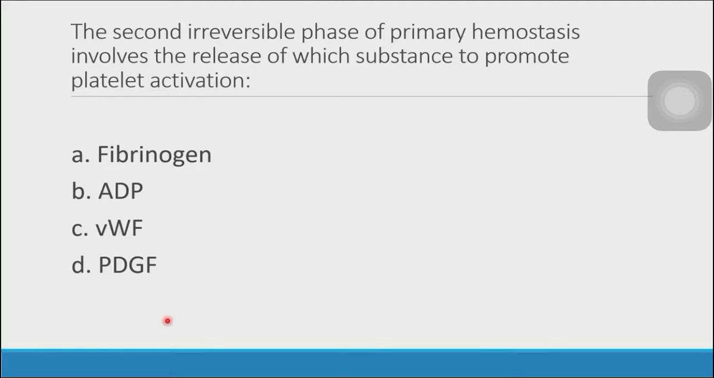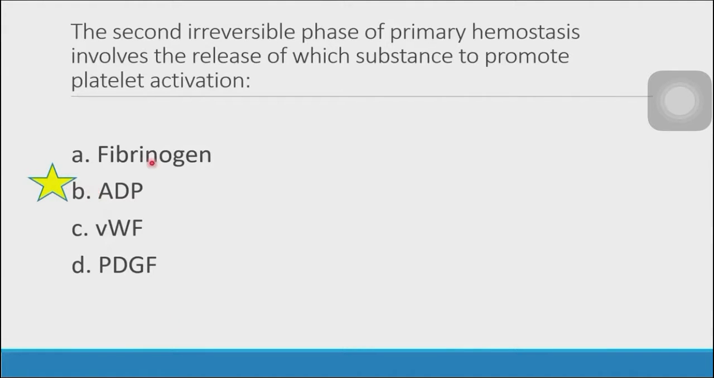So for this question, the second irreversible phase of primary hemostasis involves the release of which substance to promote platelet activation? So again, the second irreversible phase, we have yung aggregation or secretion. The potent agonist or granules being released in that phase is mainly designed for the recruitment as well as activation of platelets. Ano yung mga potent agonists na yun? We have yung thromboxane A2 and of course yung ADP. So the answer here is letter B, ADP.